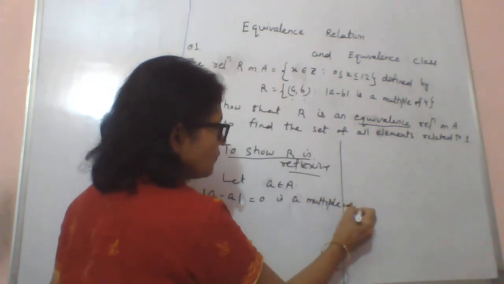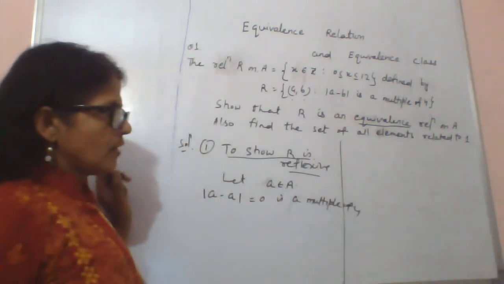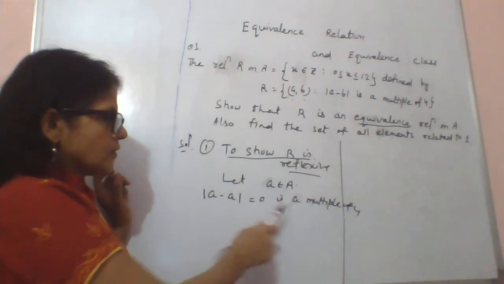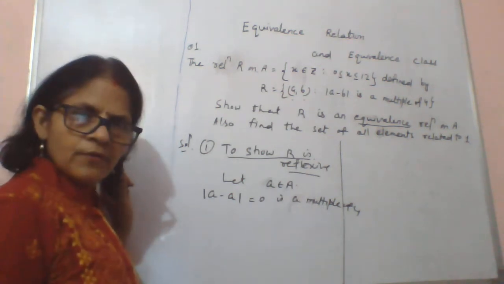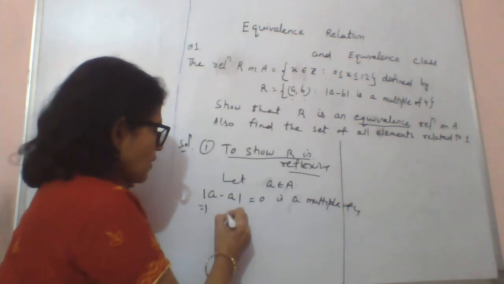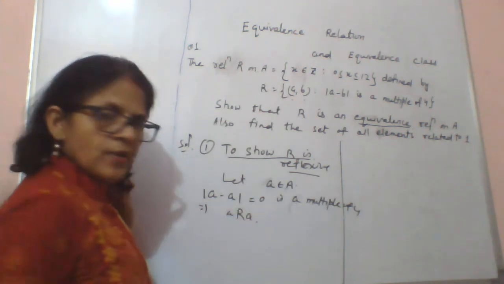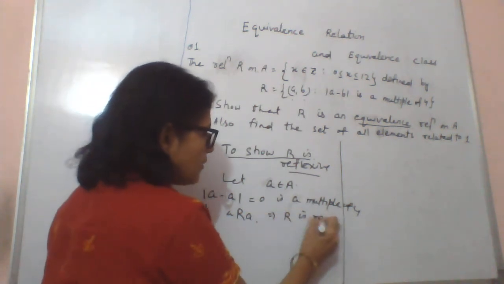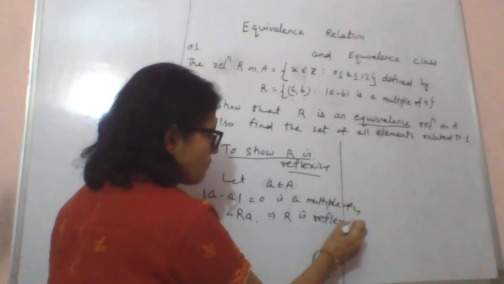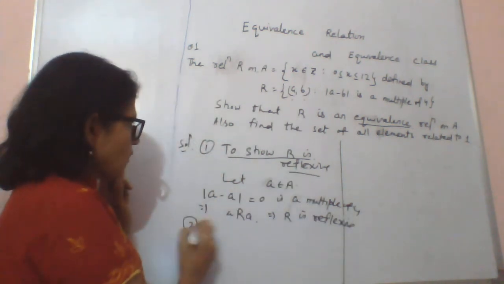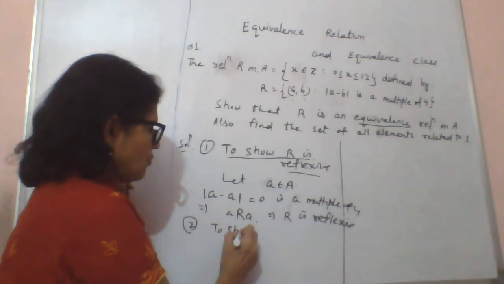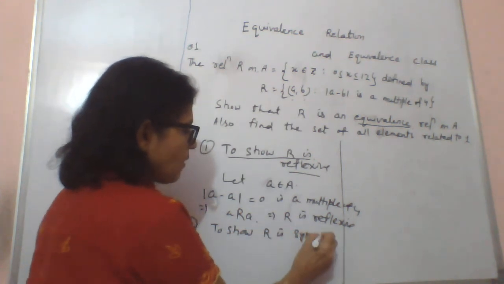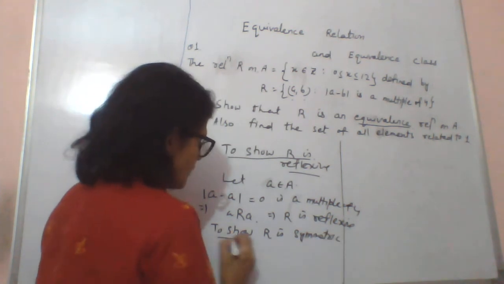So when you take a minus b, mod a minus b is a multiple of 4. Here mod a minus a is 0, that is a multiple of 4. It means (a, a) is in R, so a is related to itself. This implies R is reflexive. Okay, second one is to show R is symmetric. You have to show R is a symmetric relation.